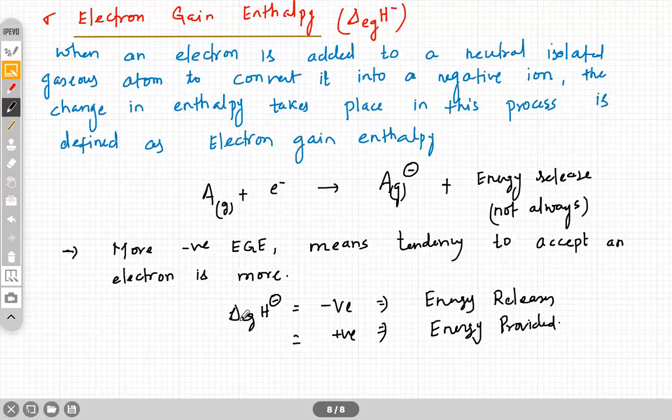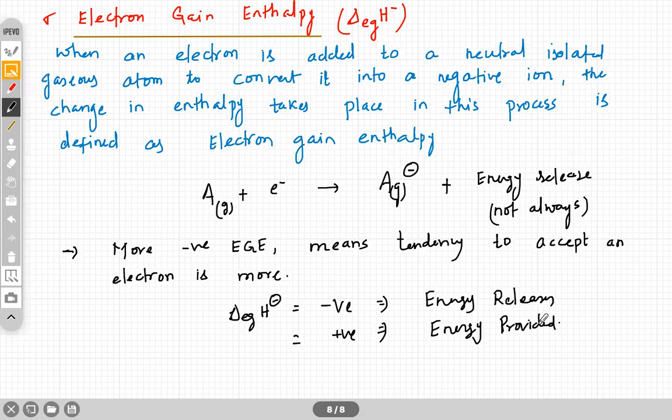When we compare the electron gain enthalpy of two atoms, we just compare the magnitude. The sign we won't consider here, because the sign just represents whether the energy is released or consumed in this particular process. We only consider the magnitude to compare the electron gain enthalpy of an atom. More negative electron gain enthalpy means more energy releases in that particular process.